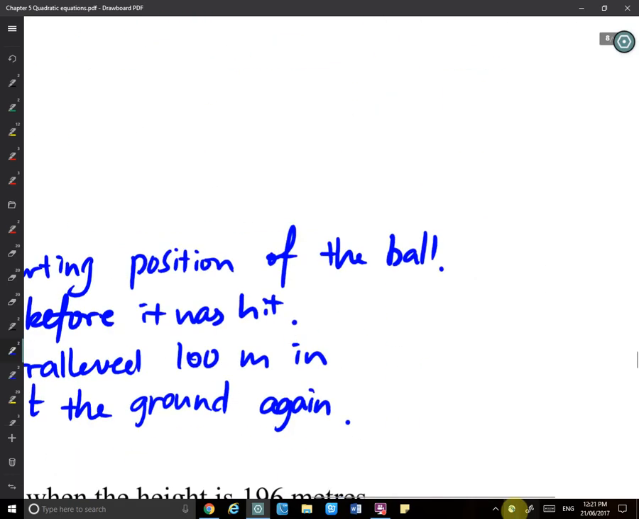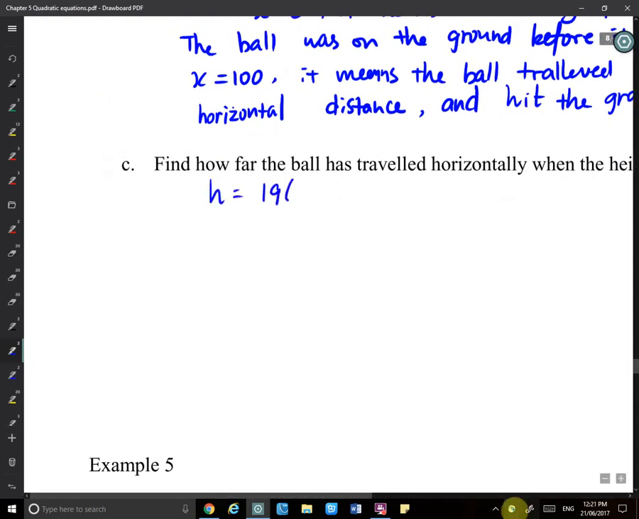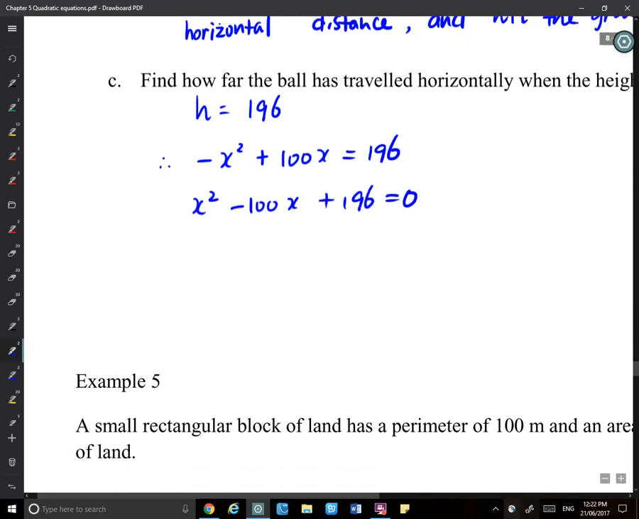So what you need to do here is, you say h equals 196. So minus x squared plus 100x equals 196. Move everything to the right hand side: x squared minus 100x plus 196 equals 0.